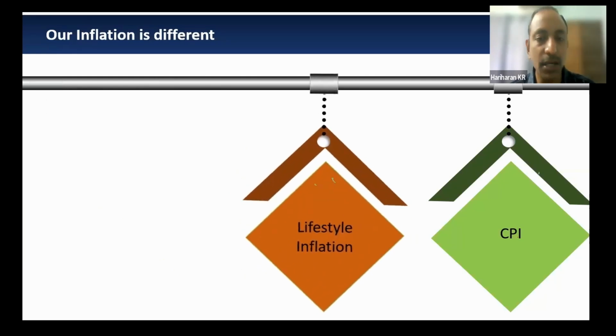Apart from this CPI, what you and I face today is something called lifestyle inflation. And this is very, very interesting. Now, what is this lifestyle inflation? This is something which is affecting us, and it's going to affect all the future generations. This is something which did not perhaps exist in our previous generation, right? So what is this lifestyle inflation?